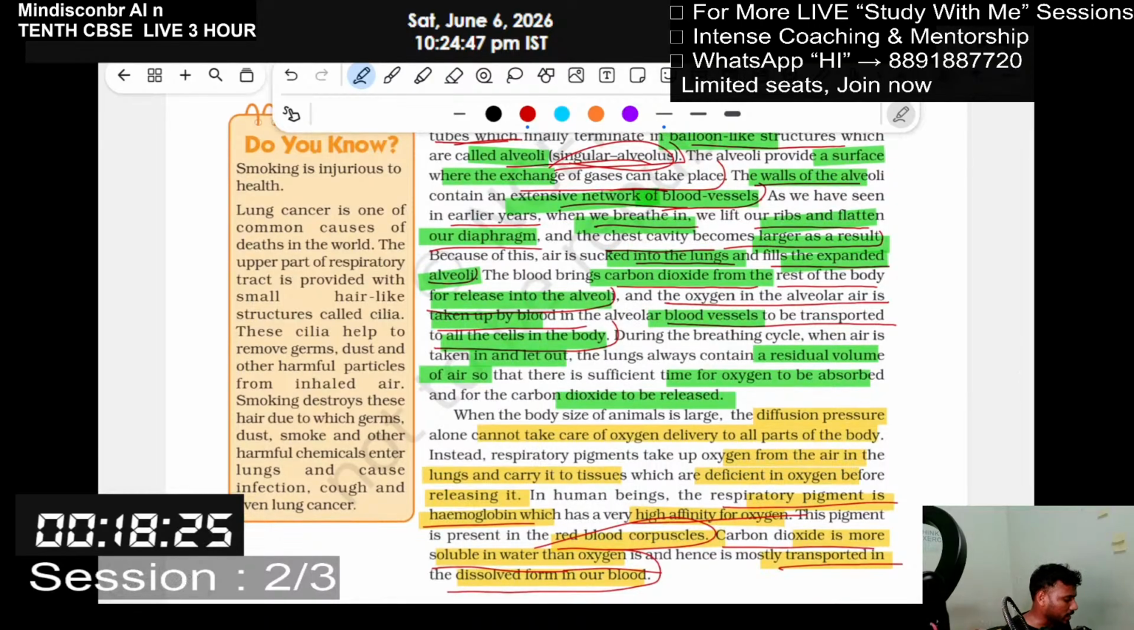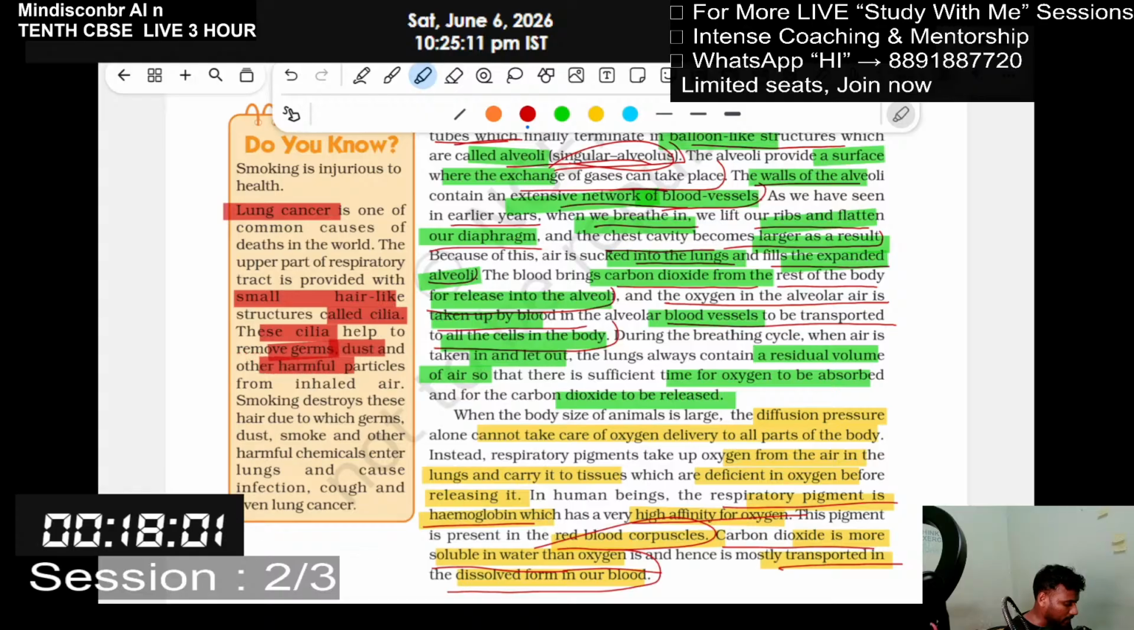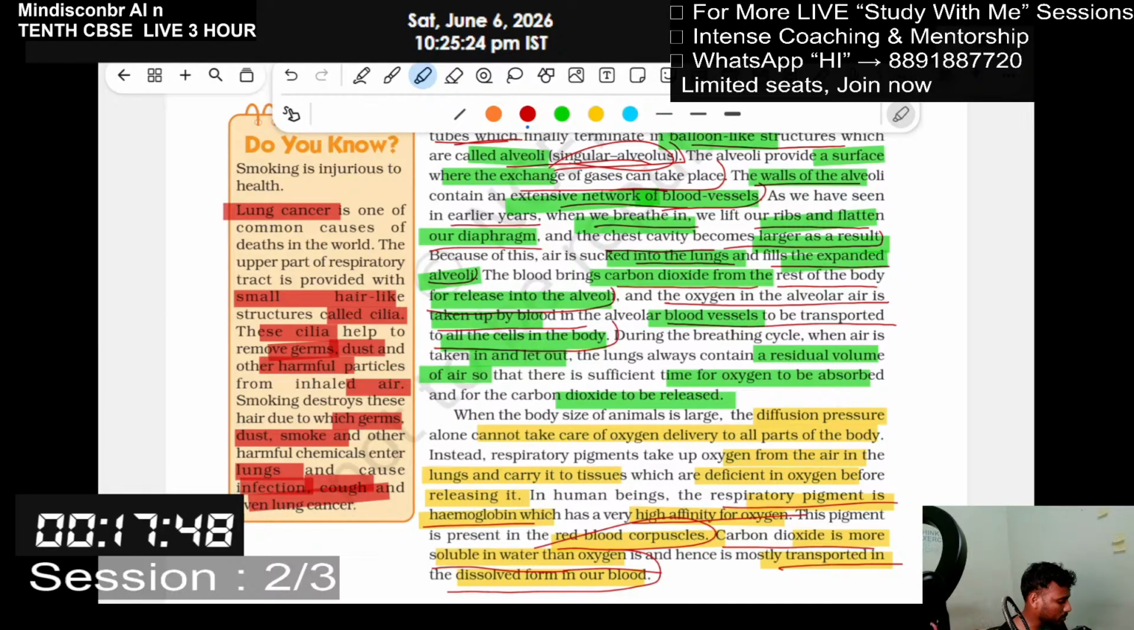And some of the facts, that is, smoking is injurious to health. Lung cancer is one of the common causes of deaths in the world. The upper part of the respiratory tract is provided with small hair-like structures called cilia. These cilia help to remove germs, dust and other harmful particles from inhaled air. Smoking destroys this hair, due to which germs, dust, smoke and other harmful chemicals enter lungs and cause infection, cough and even lung cancer. So what happens during smoking?